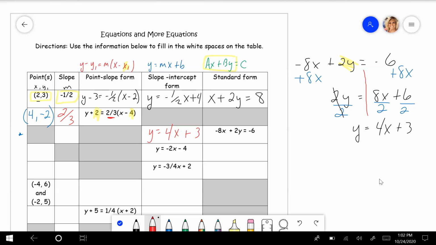Now, once you do that, what is your slope? See, because you can't tell what your slope is from standard form. You have to use it from slope intercept. So your slope should be 4.